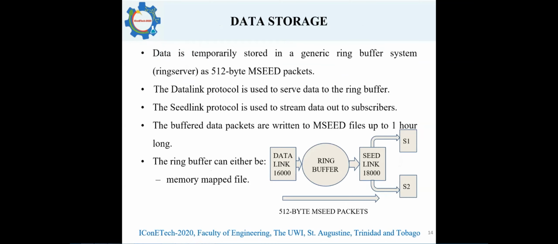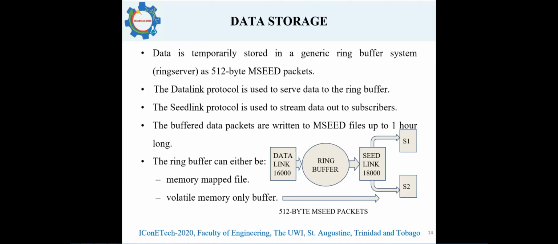As mentioned previously, data is stored as miniseed packets. MSEED, which stands for Standard for Exchange of Earthquake Data, is a standard data format used in seismology. Each miniseed packet is 512 bytes long, which contains 100 data samples encoded as 32-bit integers. Three miniseed packets are created every second, one for each channel of the sensor, XYZ.